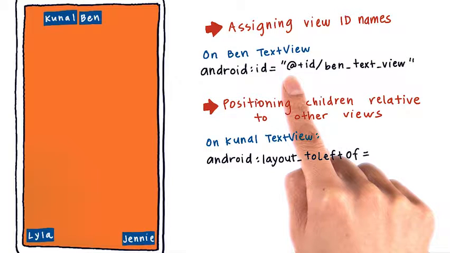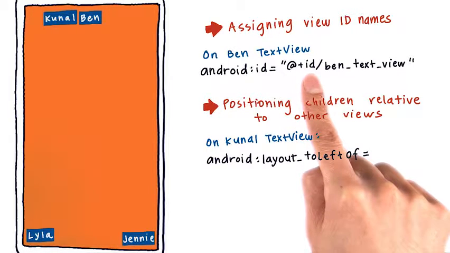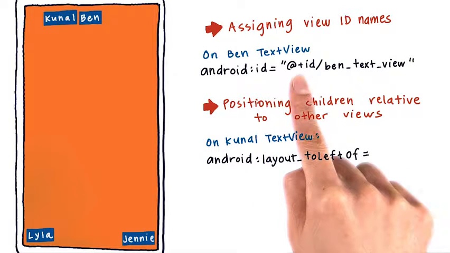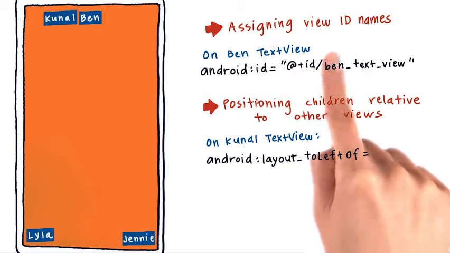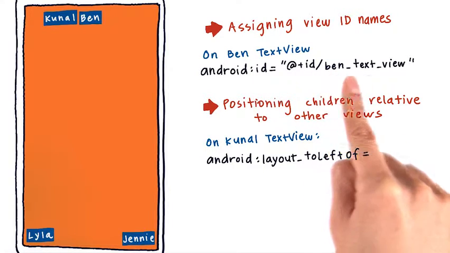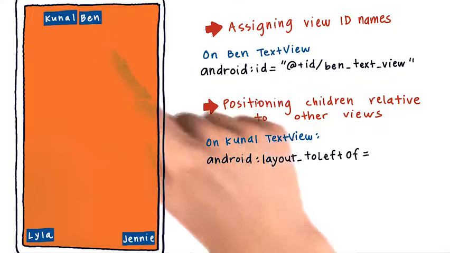The format starts with an @ symbol. @ refers to a resource in our Android app. We've also seen this @ symbol for referring to images in our app, for example, @drawable. Then we specify the resource type. In this case, the resource type is an ID. We also add the plus symbol because this is the first time we're declaring this ID. Then we have a slash, and then we have the name of the view. This is the name that we chose for the Ben text view.